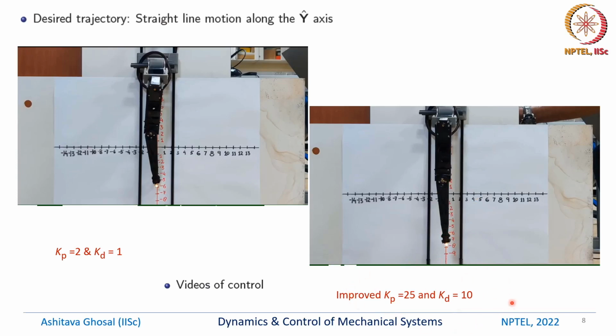We can do better if you have more time and if you do different control schemes. So then even the small error away from the y-axis can also be reduced.